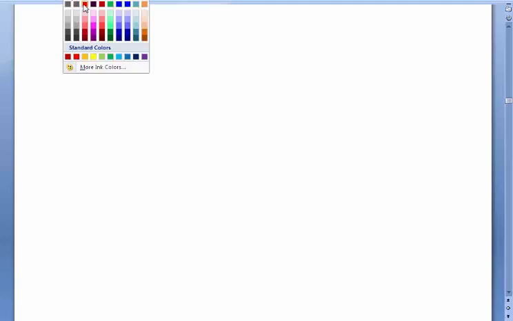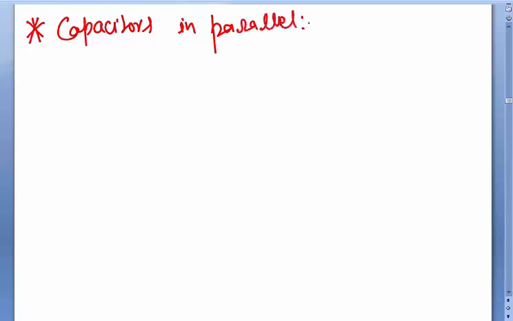Hello dear students, today we are going to discuss the topic of capacitors in parallel. Okay, now just pay attention. What does it mean when the capacitors are in parallel?